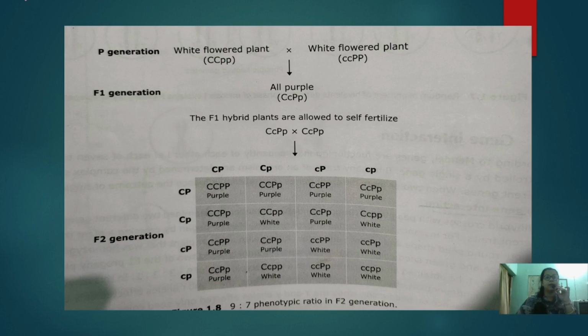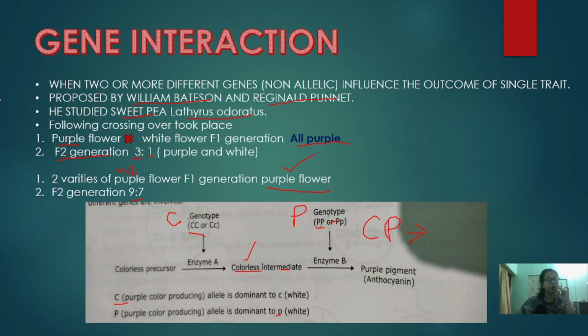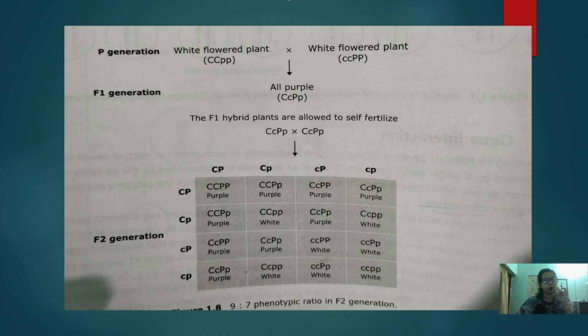Let's see the crossing. When he took two white flower plants, I have mistakenly written purple flower here, but he took two varieties of white flower in the F1 generation. Next, he took two white flowers, capital C, small c for purple, and small c, small p for white.